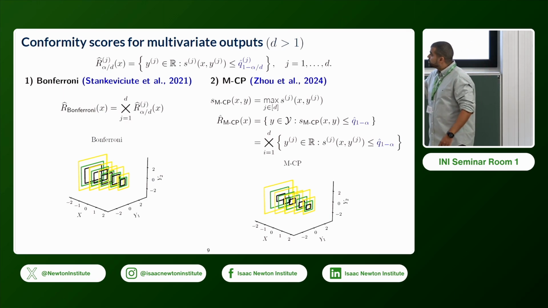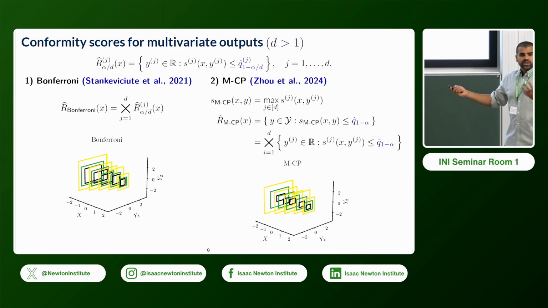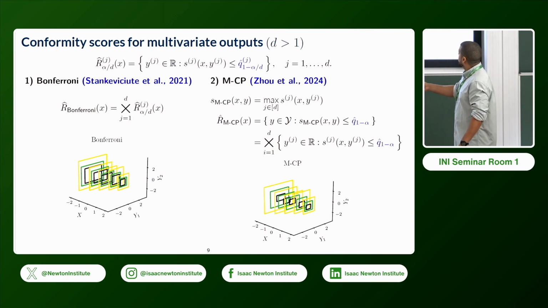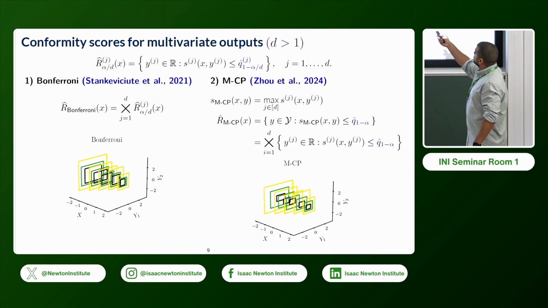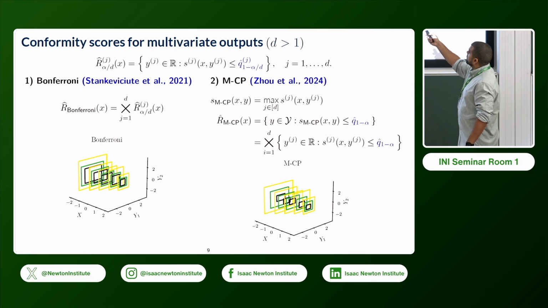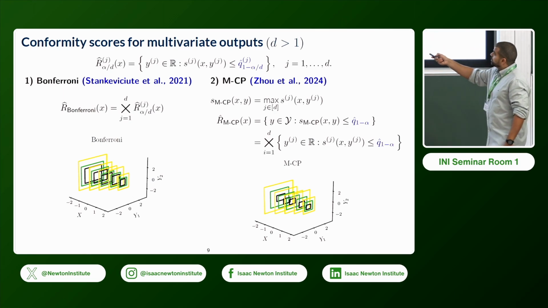Here is an example. You can clearly see here we have these hyperrectangular regions, which are a bit far from the oracle regions. Here we have a different conformal threshold for each dimension. So that's the Bonferroni method.